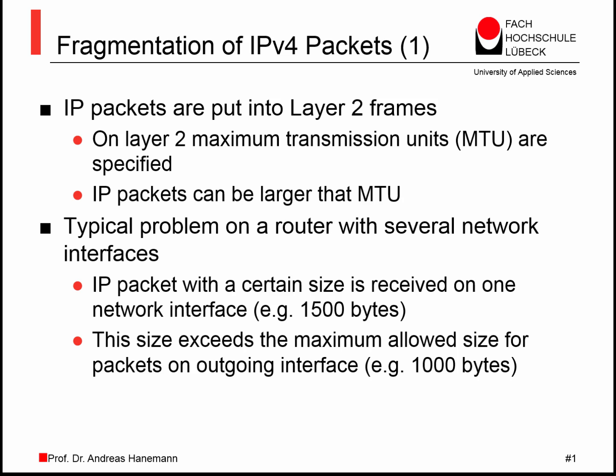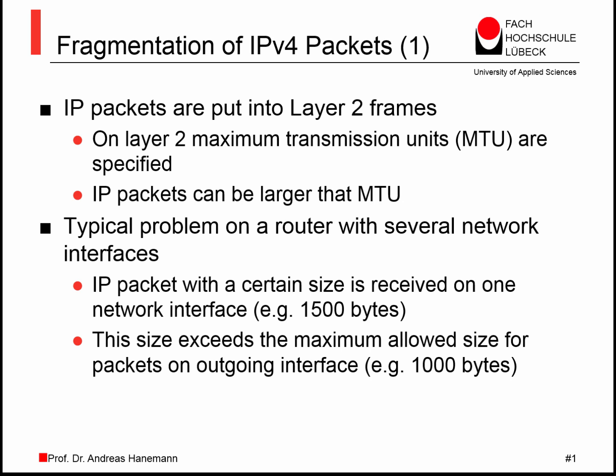This slide set is about fragmentation of IPv4 packets, which is a core feature of the Internet Protocol. If a system wants to send an IP packet, it has to provide it to the data link layer. So this is what we have learned from the OSI model or hybrid model. On the data link layer, there is a size limitation for the payload, which is specified in a technology-dependent manner. For instance, Ethernet 2 specifies this so-called maximum transmission unit as 1500 bytes.